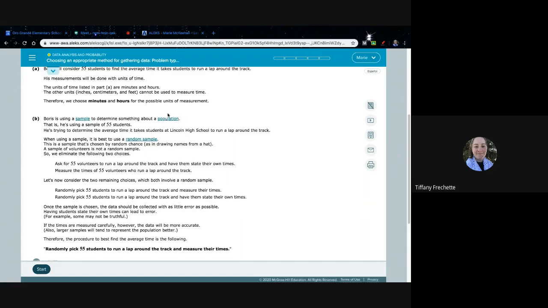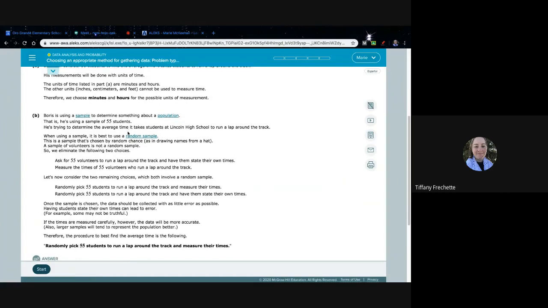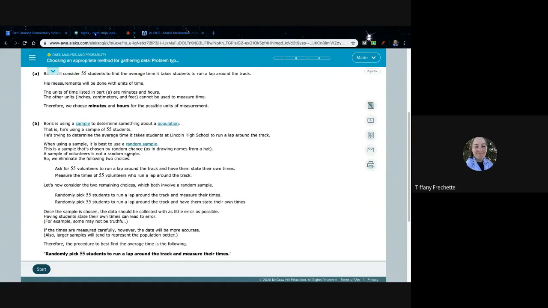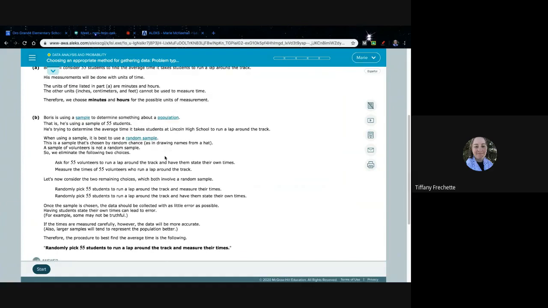Population is all of the people or whatever it is you're observing you could choose from. The sample is what you are choosing. So population is high school students at that high school, and his sample is the 55 students. When using a sample, it is best to use a random sample. This is a sample that's chosen by random chance, as in drawing names from a hat. A sample of volunteers is not a random sample. So we eliminate the following two choices.